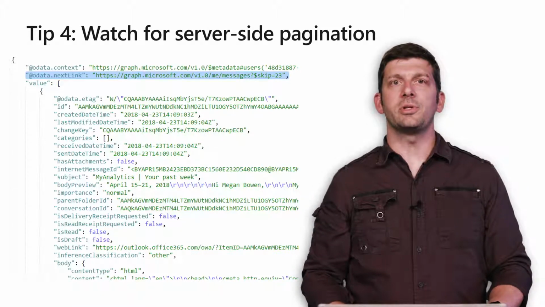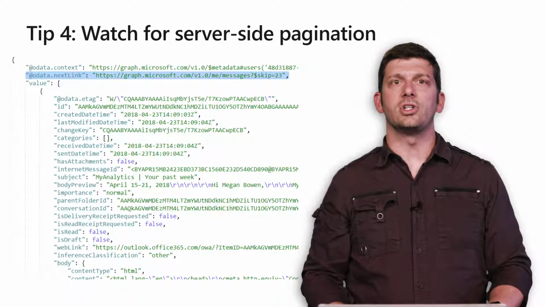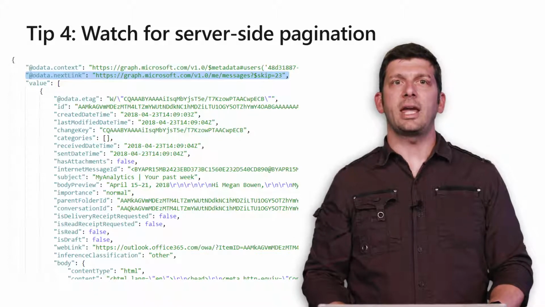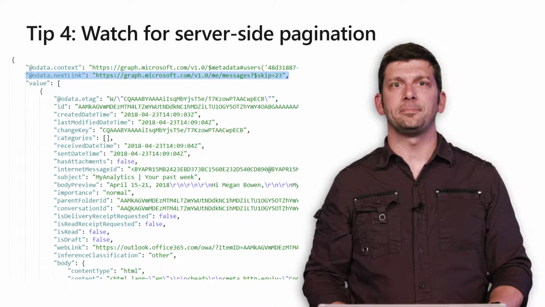When the server breaks results into pages, it puts an odata.nextlink URL into each page of results. This URL is considered opaque, so you shouldn't try to modify it, but it can be used to fetch the next page of results. If there is no next link, you are on the final page of results.